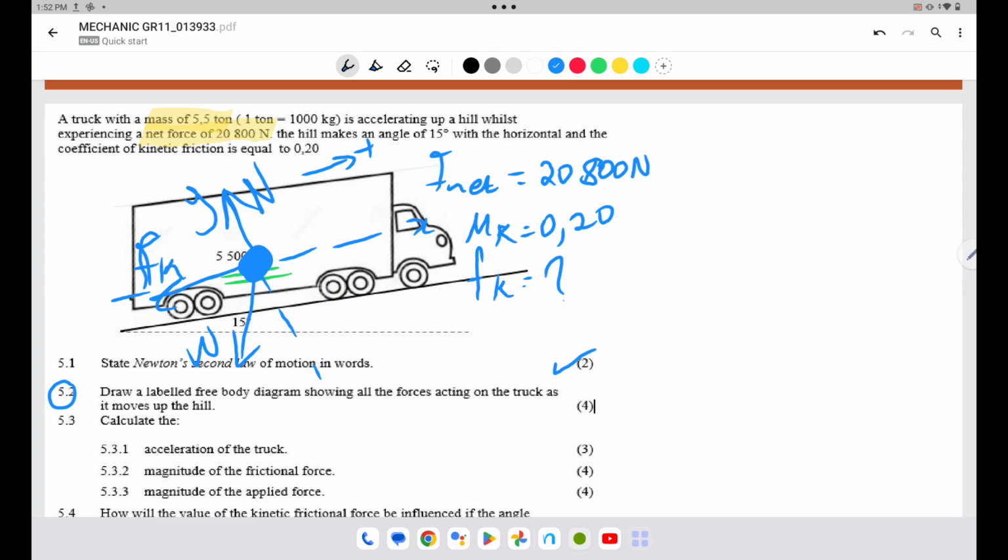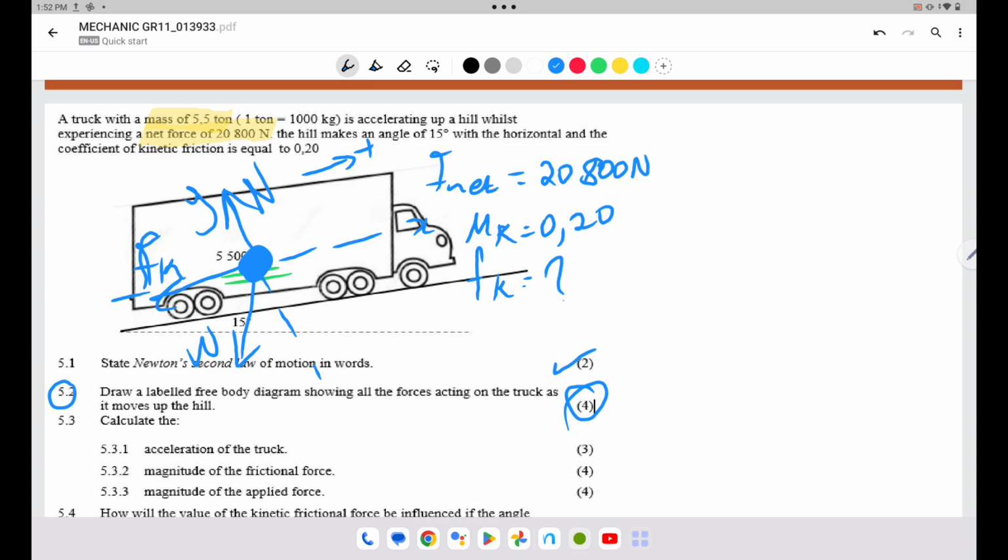So looking at that question, it says draw a labeled free body diagram showing all the forces acting on the truck as it moves up the hill. There's nothing about the scaling, and the question is 4 marks. So it means when you draw, we expect to have 4 forces. So this is force number 1, force number 2, force number 3. Where's the fourth force?